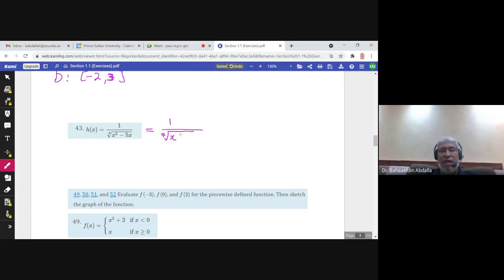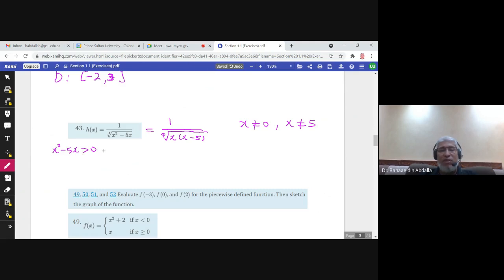So take x as a common factor. I have x minus 5. So x cannot be 0 and x cannot be 5. These are the first two conditions. I have another condition, which is x squared minus 5x should be positive, greater than 0.